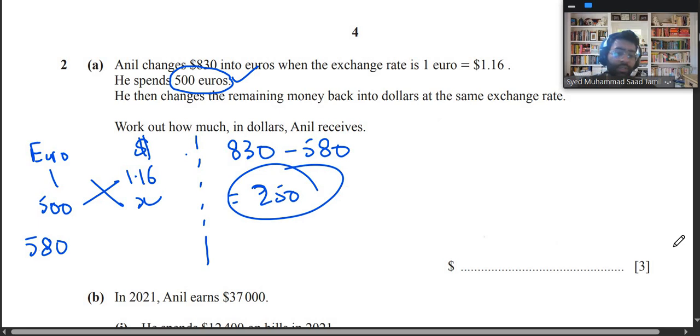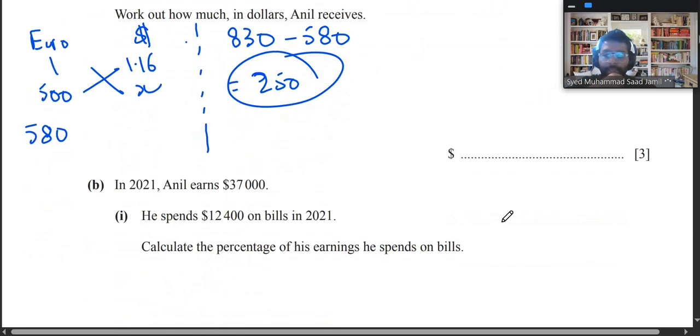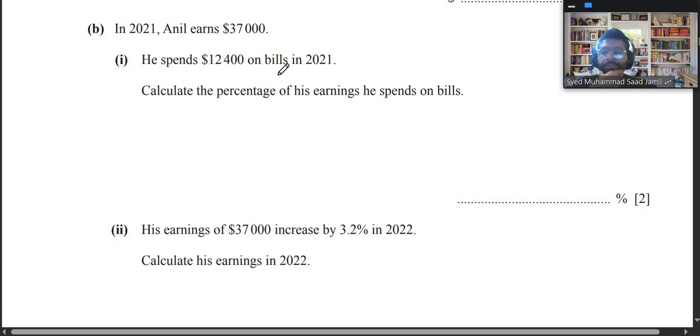So this was another way you did it like this in 15-20 seconds. Anyways, part B. In 2021, Anil earns $37,000. He spends $12,400 on bills in 2021. Calculate the percentage of his earnings he spends on bills. So in this question actually, it says calculate the percentage of his earnings he spends on bills.